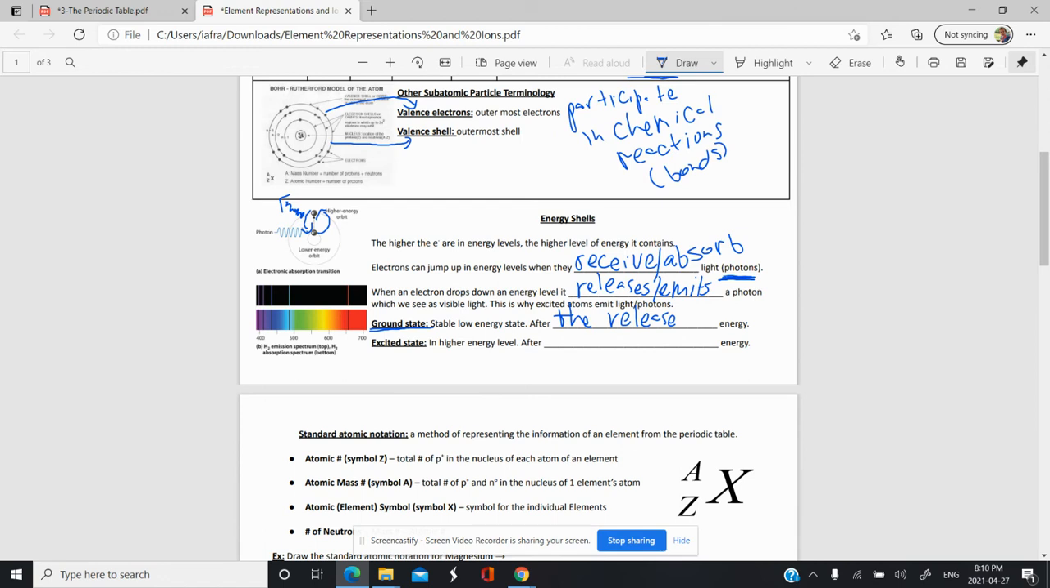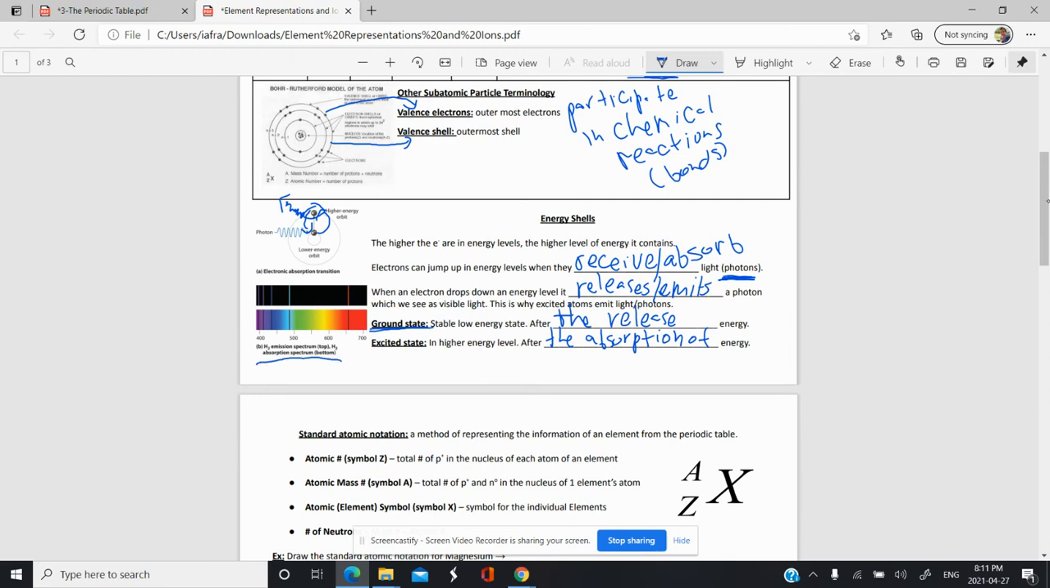But when you absorb energy and the electron jumps up here, the electron is going to be in what's called its excited state, a higher energy level. So it's after the absorption of energy. And so let's quickly discuss what this picture here is.